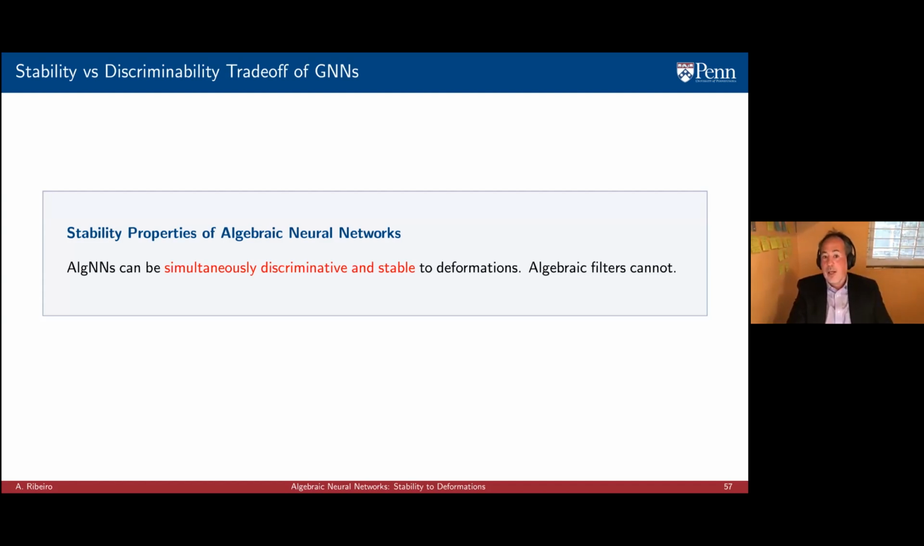Algebraic neural networks can be simultaneously discriminative and stable to deformations, but algebraic filters cannot. Or if you get me on a more honest day, it's not that one is stable and the other is not. It's that for the same sensitivity, algebraic neural networks are more discriminative than algebraic filters. And this is the end of the talk.